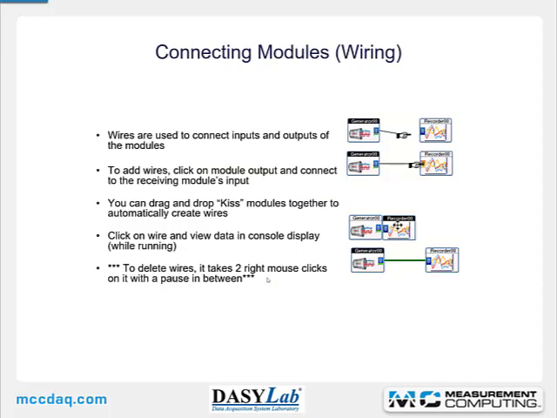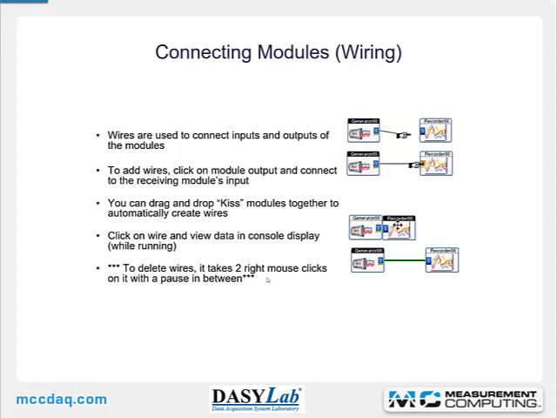So in words, wires are used to connect inputs and outputs of modules. If it's on the right, it's an output. If it's on the left, it's an input. There are no terminals on the top or bottom of DASYLab modules. To add a wire, you click on the module output and connect it to the receiving module's input. You can drag and drop KISS modules together to automatically create the wires.